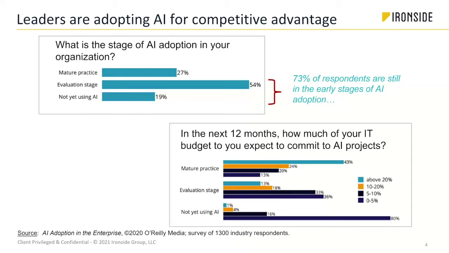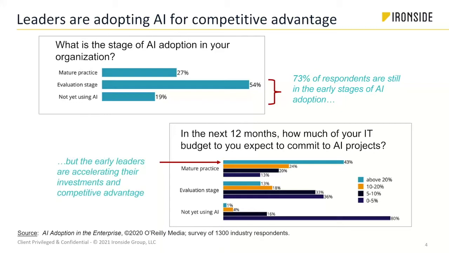And interestingly here, what you'll see is these are those same 3 groups: the mature practice, those in the evaluation stage, and those not yet using. And what this snippet shows is where they're investing their budget. You can see that the mature group has the largest investment in the light blue colors there, above 20%, right? So the early leaders, those that are in that 27%, are accelerating their lead because they're investing in AI for competitive advantage. So the train hasn't left the station, but it's starting to accelerate.